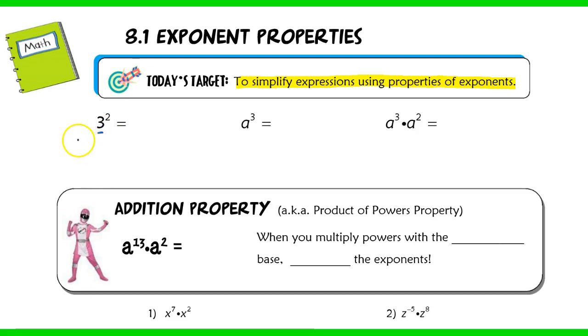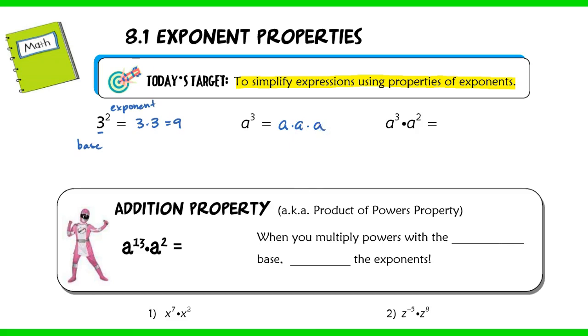3 here is called the base, and 2 here, it's raised to the second power. This is the exponent. We've covered this earlier in the year. We know that 3 squared, and that's the way we would say this out loud, or we could say 3 to the second power, that's just 3 times 3, or 9. It just means repeated multiplication. Now, a to the third power means a times a times a.